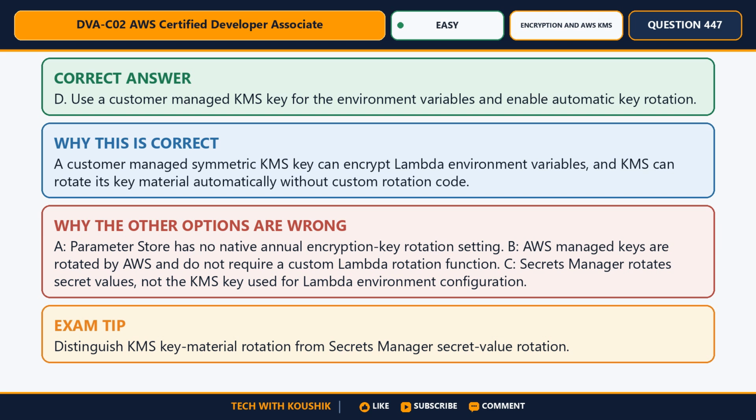Why are the other options not correct? A. Parameter Store has no native annual encryption key rotation setting. B. AWS managed keys are rotated by AWS and do not require a custom Lambda rotation function. C. Secrets Manager rotates secret values, not the KMS key used for Lambda environment configuration. Exam tip. Distinguish KMS key material rotation from Secrets Manager secret value rotation.